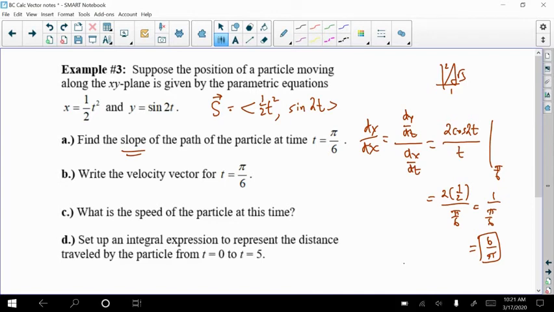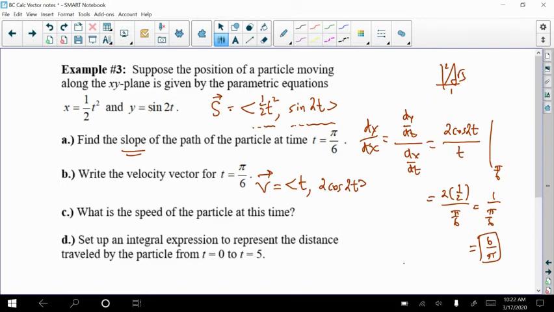Now, it asks us to write a velocity vector. So we already have the two components in a position vector. So our velocity vector would just be the derivative of each of those components. And we kind of already did our work over here. We're just going to put it in vector format. So our velocity vector, which is the derivative, is equal to t comma 2 cosine of 2t. So again, this concept of vectors and parametrics really work hand in hand.